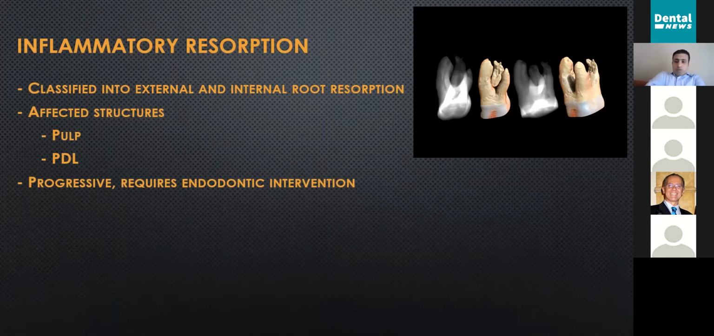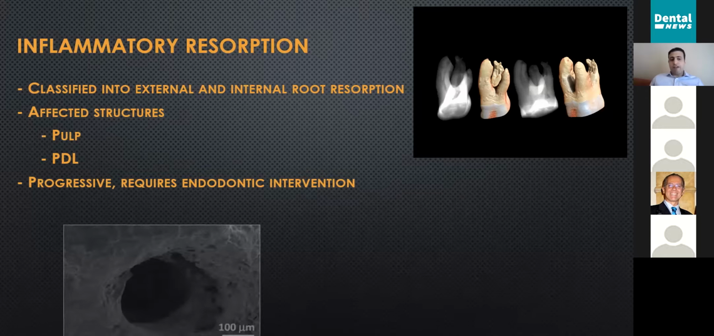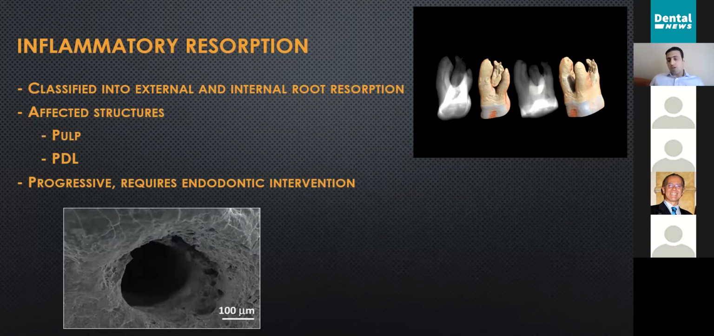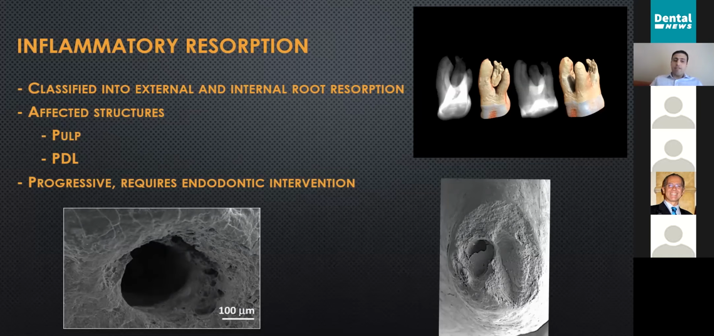Now, as we dive deeper into root resorption in endodontics, surface and replacement resorption are not very often encountered in comparison to inflammatory resorption. Inflammatory resorption is, I would say, the biggest category of root resorption that we face on a daily basis. The inflammatory resorption category is further subdivided into internal and external, and from its name, it differs. If the affected structure is the pulp, then it's an internal resorption. And if the affected structure is external or on the PDL, then it's an external root resorption.